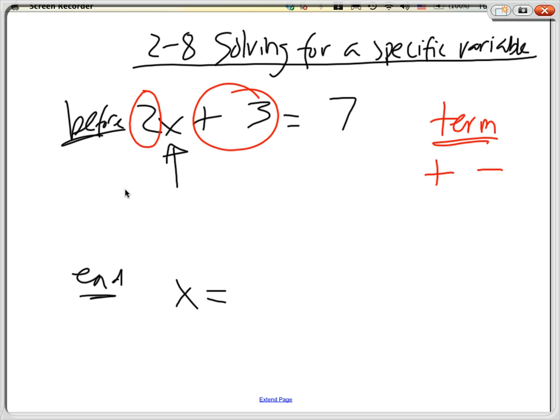And then I also mentioned the coefficient, or what we say is part of a term. How do we get rid of part of a term? We either divide or multiply. And why does it look like that? Look at the 2. That's part of the term. What operation is linking the 2 to the x? Multiplying. So therefore the opposite of multiplying is dividing.